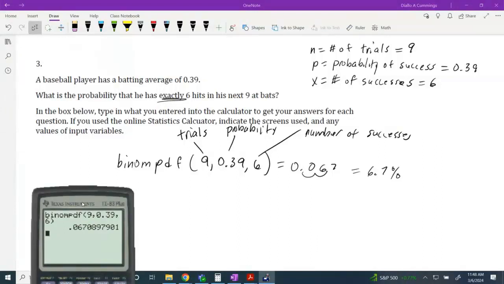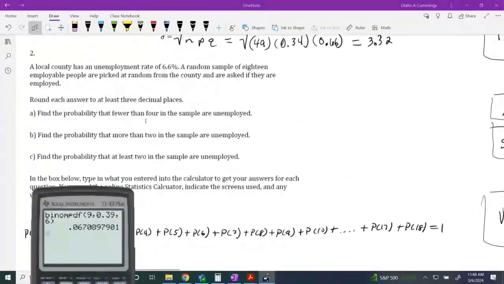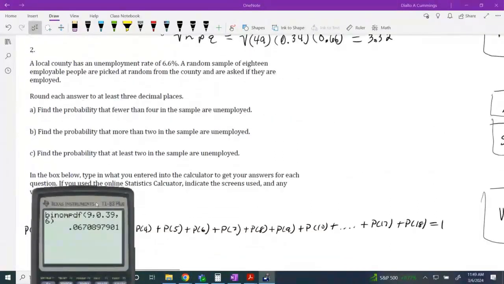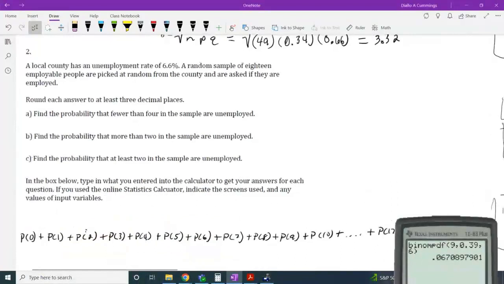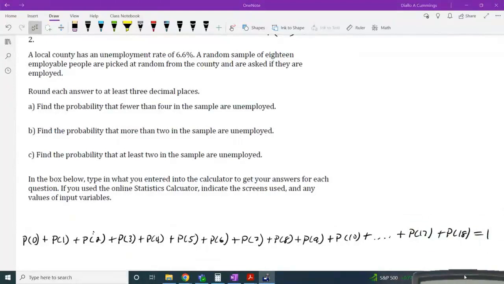So now we're going to backtrack and go to problem number 2. Problem number 2 is a multi-part question, and it has a little bit of everything in it. Here we've seen how to calculate the mean, the standard deviation, and we use the binomial PDF to find an exact probability. So now I'm going to go back to problem number 2. Again, this is from the first handout.